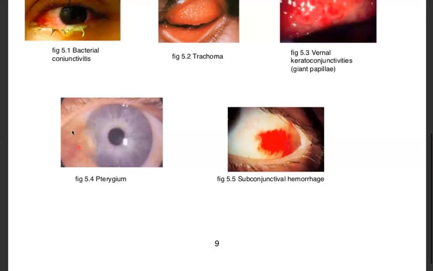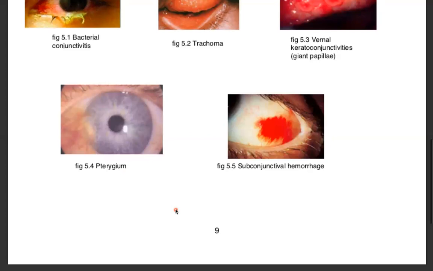This is a pterygum, what it looks like. So it's just a triangular red part of the eye. So it's not the full eye that's red. It's just a growth, a non-malignant growth.